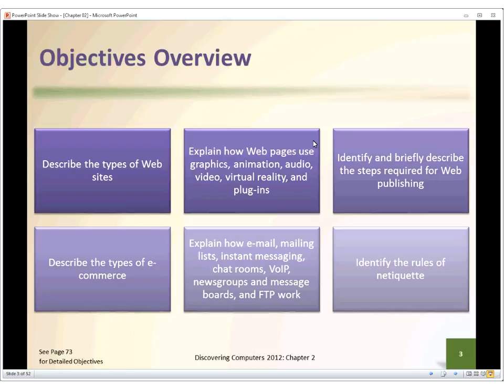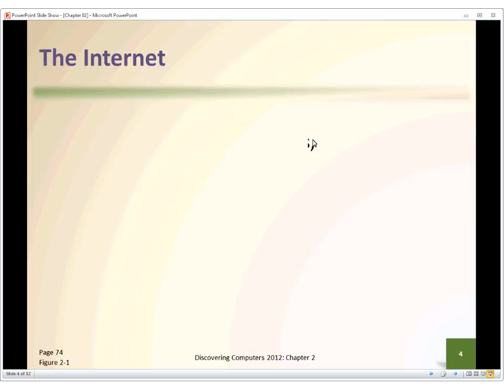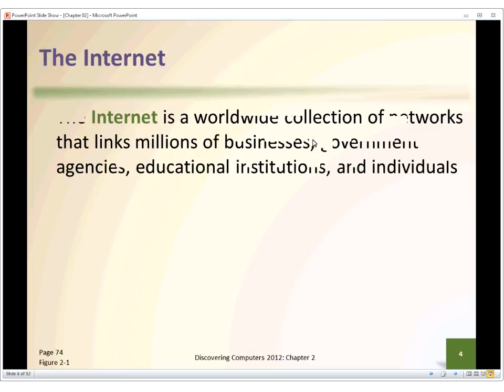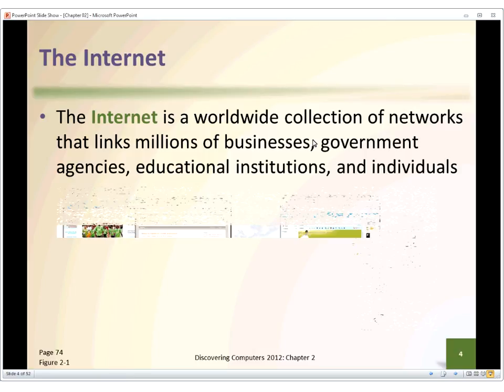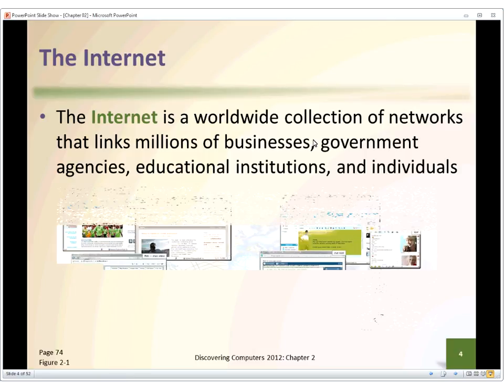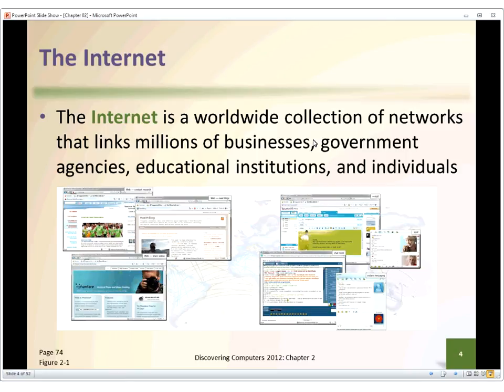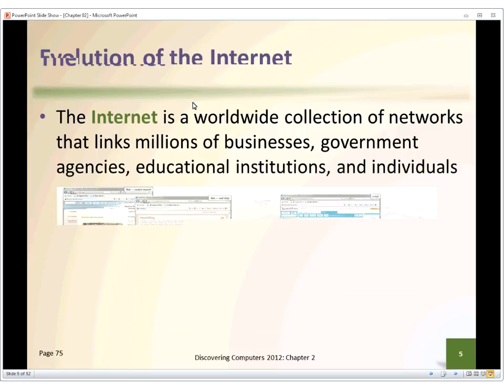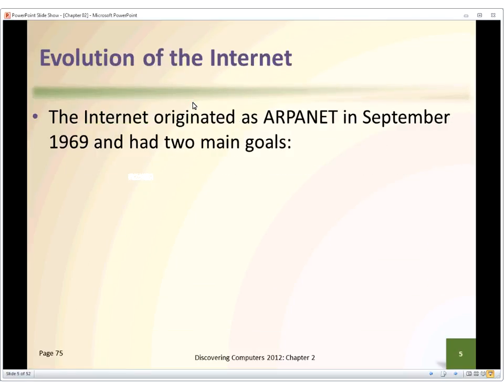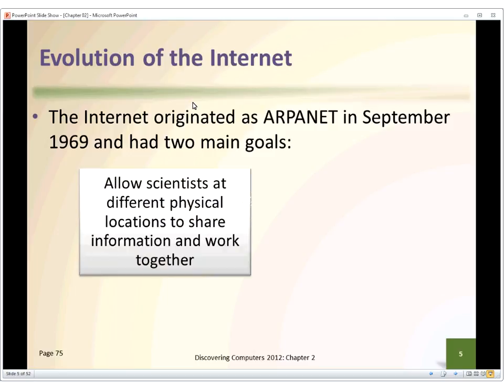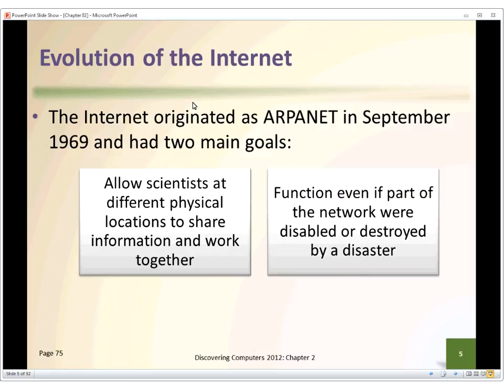So, like we talked about in the first chapter, the internet is a worldwide collection of networks. It links everyone together, millions of businesses, government agencies, schools and institutions and people. It's the largest network that we know of. There's an evolution. It really is pretty short. It began in 1969, so that's just over 40 years ago.